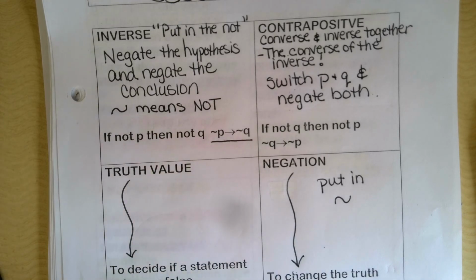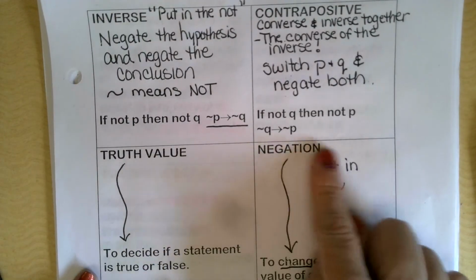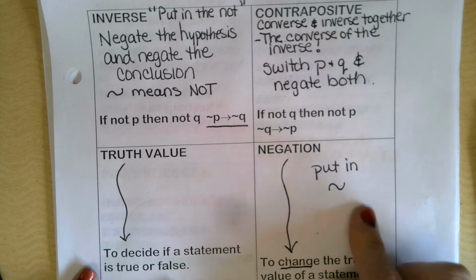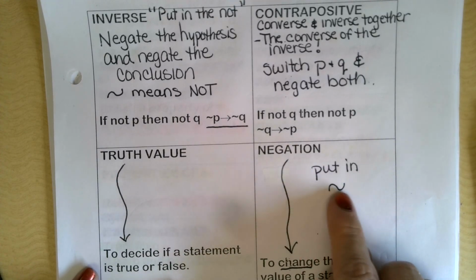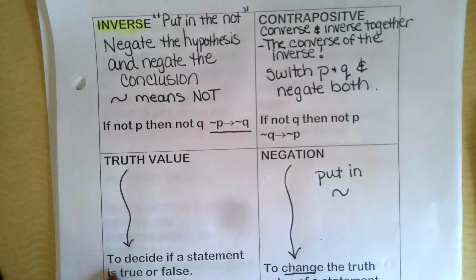The inverse is where you put in the not. Okay, you put in the not. So we're going to negate. Here's negation. Negation means we're just going to put in something that will change the truth value. This symbol right here is the symbol for not. Okay, so we're just going to put some color to show that we covered this.